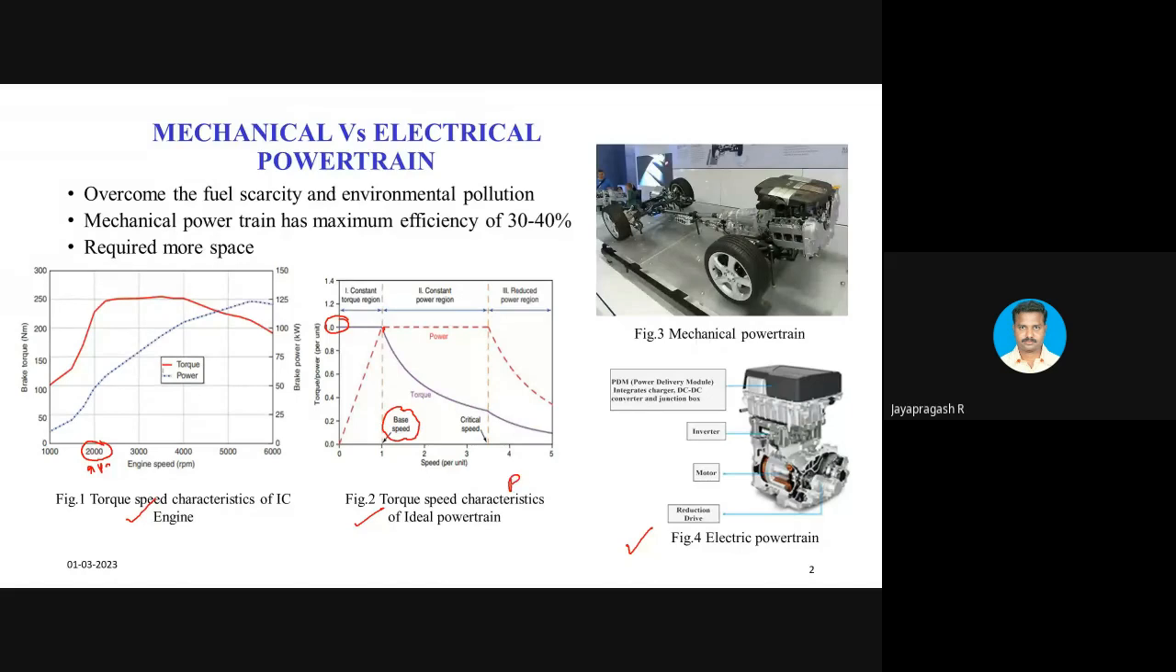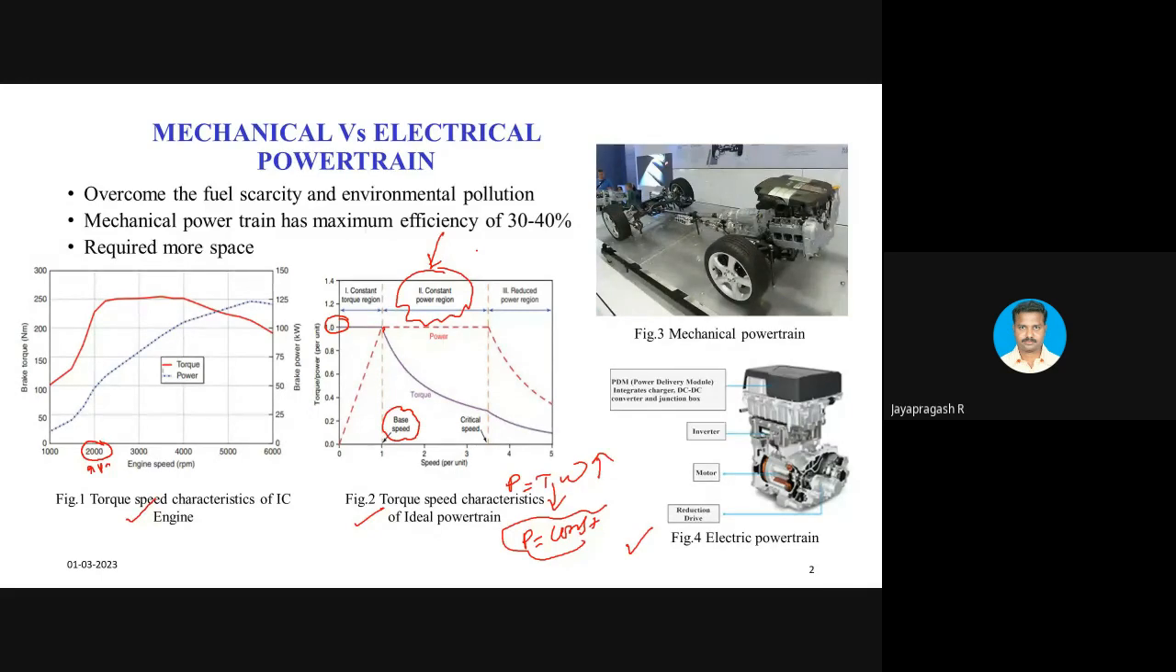Now we know that P is equal to T omega. The speed is increasing and the torque is decreasing, so there is an increase in speed and a reduction in torque, and the power can be maintained constant. So from base speed to critical speed, the power can be maintained constant. This is called the constant power region, which is one of the major requirements for an electric vehicle in the electrical powertrain. Because once the vehicle is accelerated, for a maximum period of time it will be in the cruise mode, right?